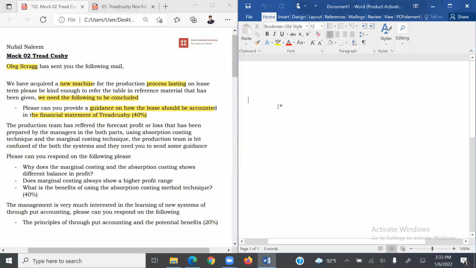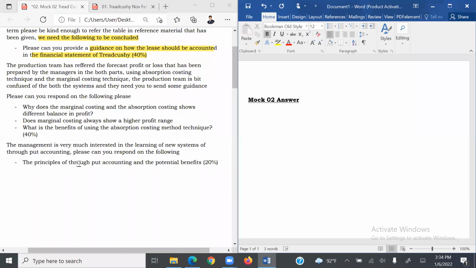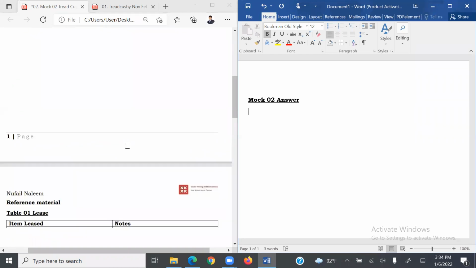Students, I'll write down here mock number 2 answer. Can we start working on this? Yes, we can start working on this, students. Don't worry about this. It's generally a matter of application only. If you observe here, students, there are 3 parts. So let's do all 3 today.